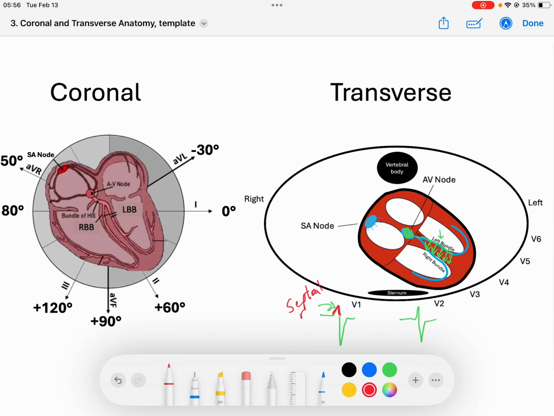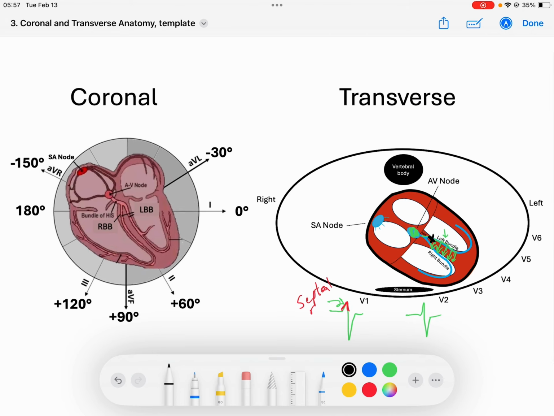Notice in left bundle branch blocks, though, we have a block right here at the left bundle. And so that signal can't get down the left bundle. And so we actually lose that septal R wave. So that's why we lost the septal R wave in this QRS complex. And then also think, if we block that left bundle, we're going to have signal coming down fast to the right ventricle, and the right ventricle is going to depolarize rapidly because the right bundle is healthy.